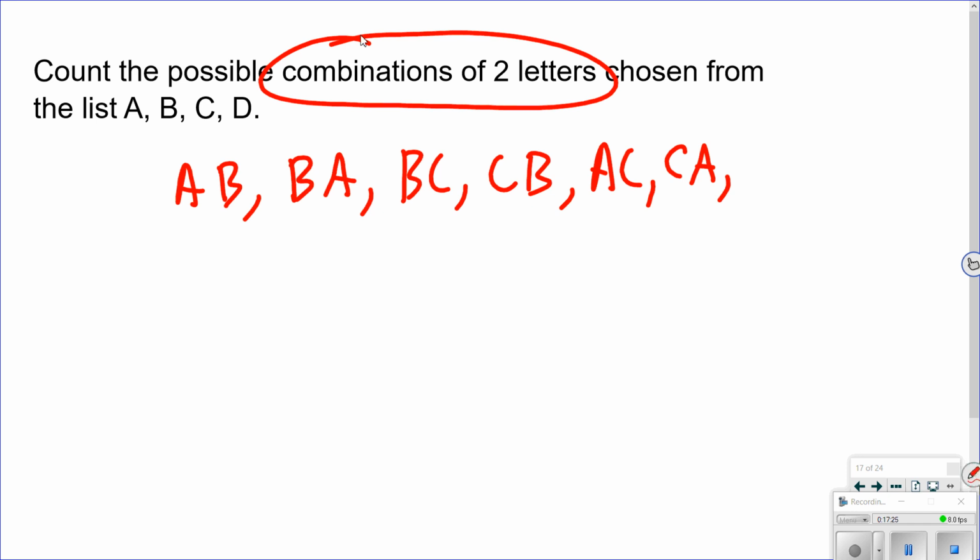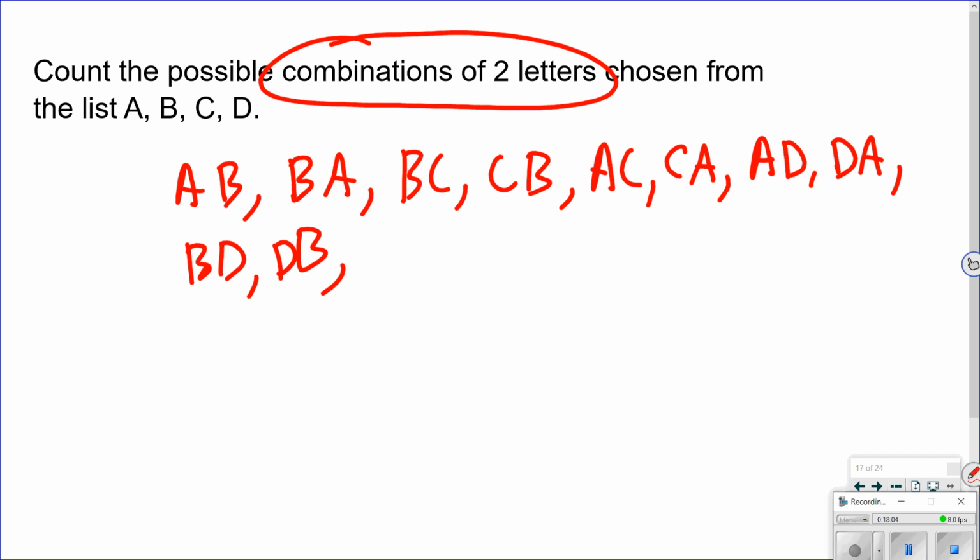Let's see, which ones have I missed? We've still got some to go, right? It could be AD or DA. It could be, let's see, we got AB, AC, AD. We got BC and CB. We could do BD and DB. Let's make sure we got all of those on the list here. I think the only ones we're missing there, we still need CD, I think. CD and DC.